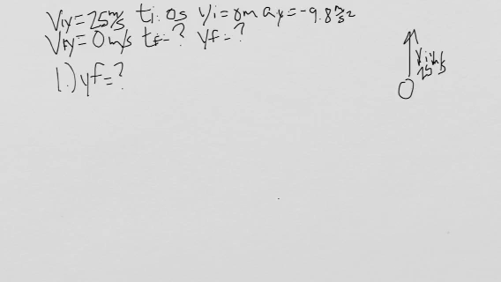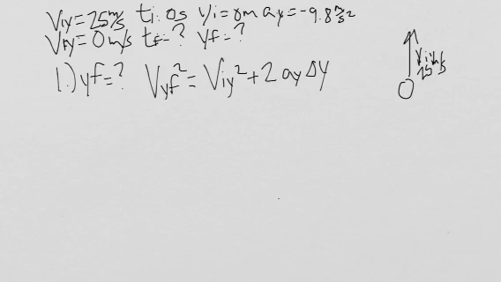So equation 4 tells us that VYF or VFY, whatever, squared is going to be equal to VIY squared. And what's the rest of the formula? Plus 2 AY delta Y, correct? Also known as Y final. Especially if Y initial is 0, your delta Y will just be your Y final, correct? So what can I cancel out here?